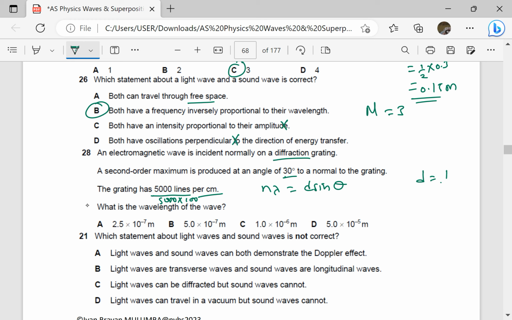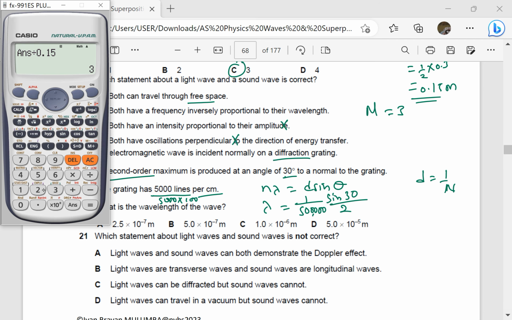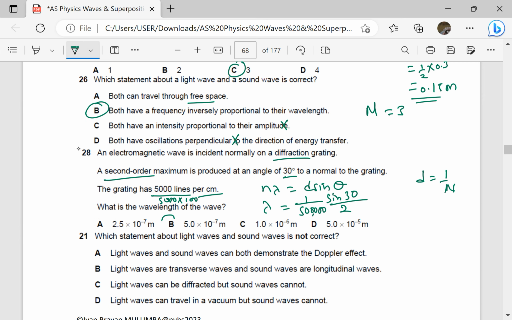And d, remember, is equal to 1 over the number of lines per meter. So wavelength is going to be d, which is 1 over 5,000, then 2 zeros, which is going to be 500,000, sine of theta, which is sine 30, then divide by n, it was the second order, so n is 2. So we shall simply say sine of 30 divided by 2 times 500,000, which is 5 times 10 power negative 7. So the answer is going to be B.